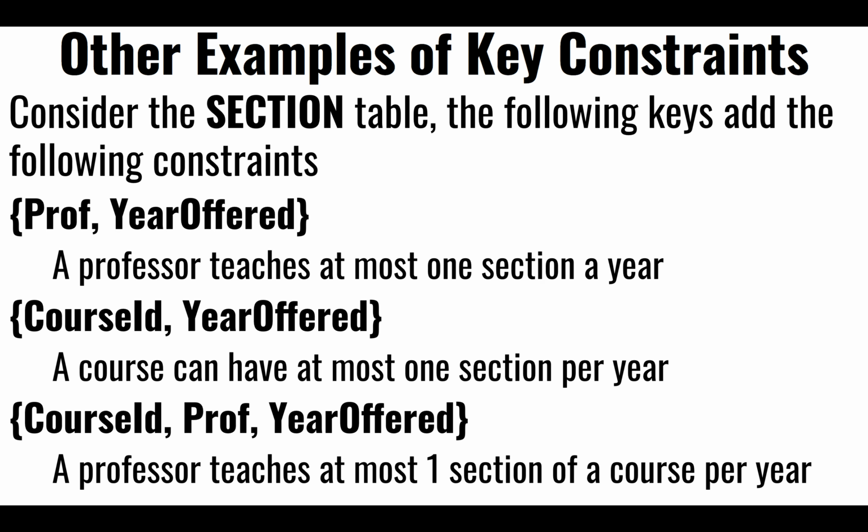Or how about this one? A course can have at most one section per year. So course ID and the year offered together cannot repeat itself. Or together course ID, professor, and year offered: a professor teaches at most one section of a course per year.